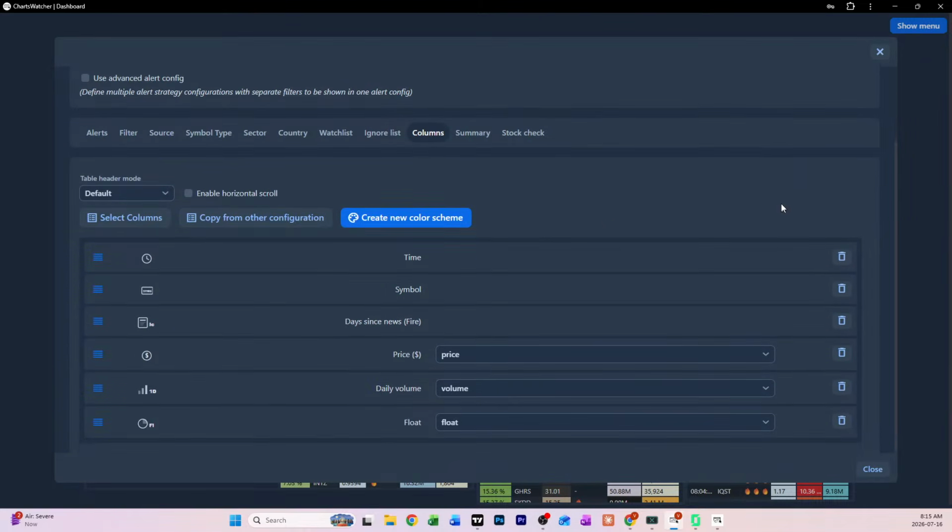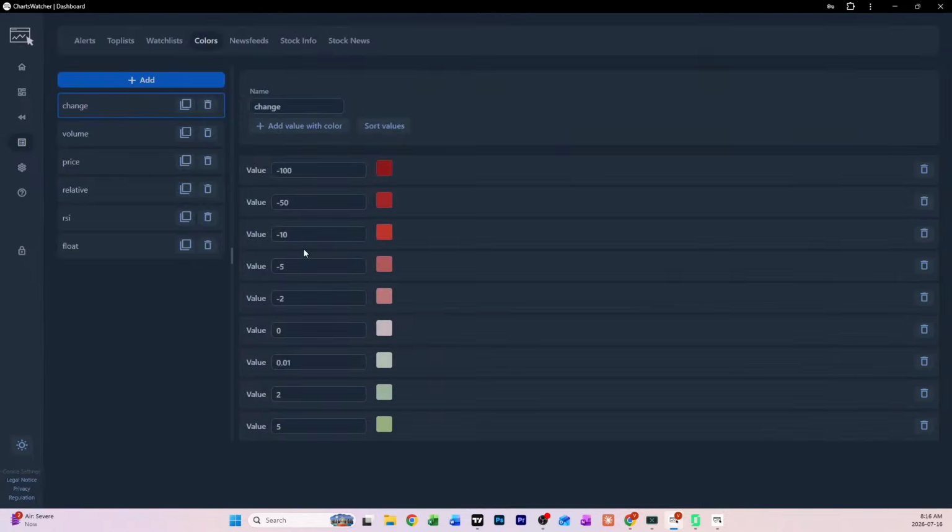My columns are, so this is what it looks like on the scanner itself. I show time, I show the symbol, I show the news, I show the price, volume, and float because these are what I'm interested in, right? When I'm looking at a scanner, this is pretty much equivalent to the Warrior Trading scanners. So when it pops up in the scans, I just need to see: is there news on it? What is its price? What is its volume? What is its float? That's what I need to see to determine whether it's interesting on the running up scanner.